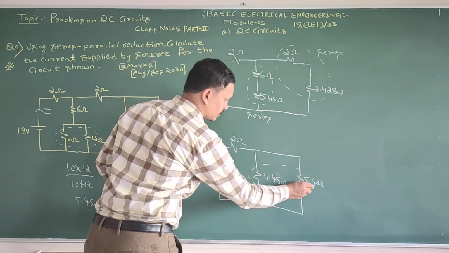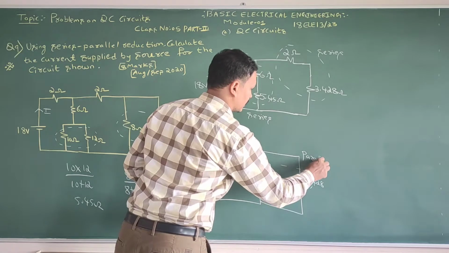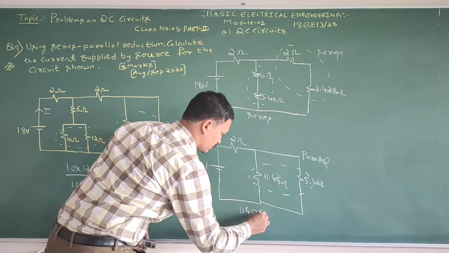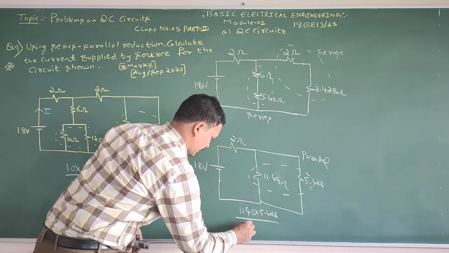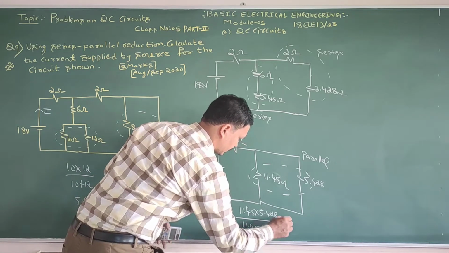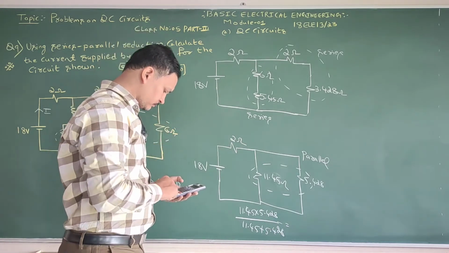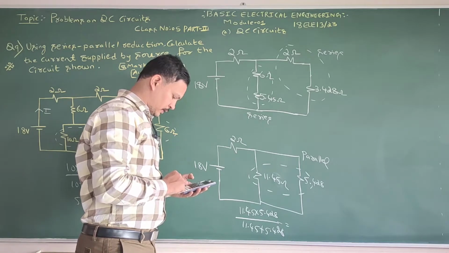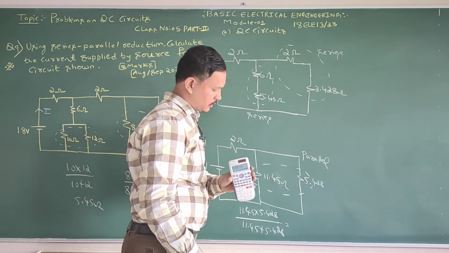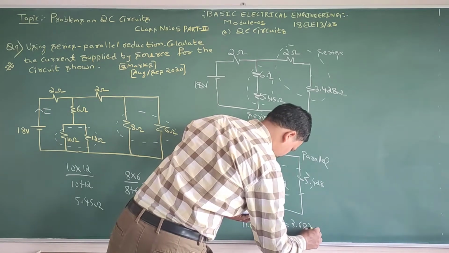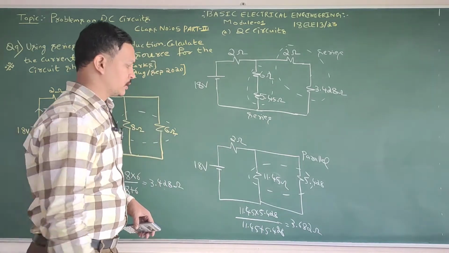Now these two are connected in parallel. Find the effect of that. Numerator, multiply the resistance values. Denominator, add the resistance values. So 11.45 into 5.428 divided by 11.45 plus 5.428. We get 3.682 ohms.